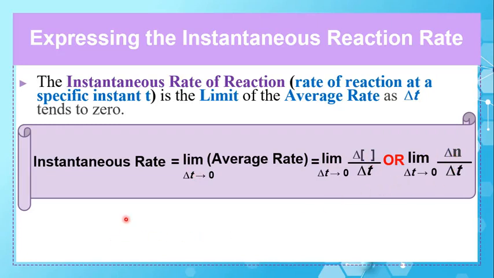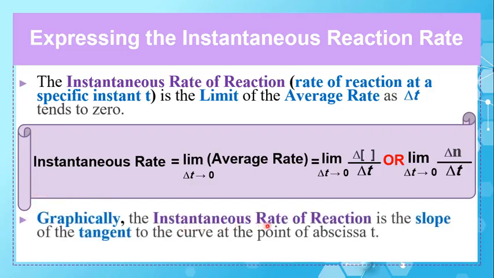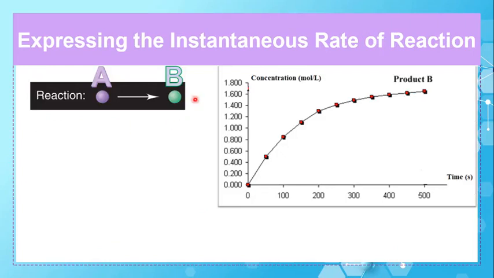Dear students, you have to memorize that graphically, the instantaneous rate of reaction is the slope of the tangent to the curve at the point of abscissa T. How is that? Let's see. For the reaction seen in the previous videos, the reactant A gives product B. This is the kinetic curve of product B.